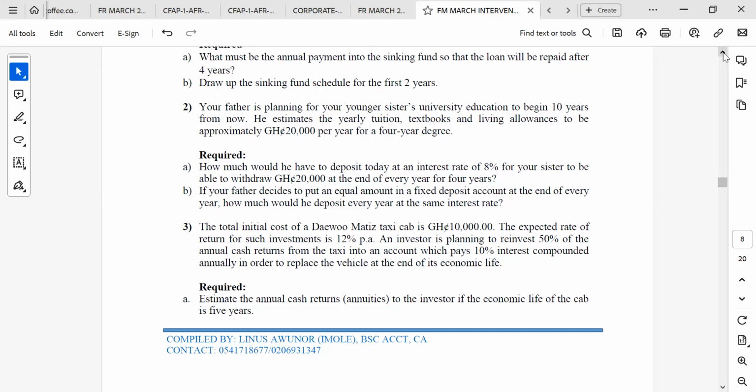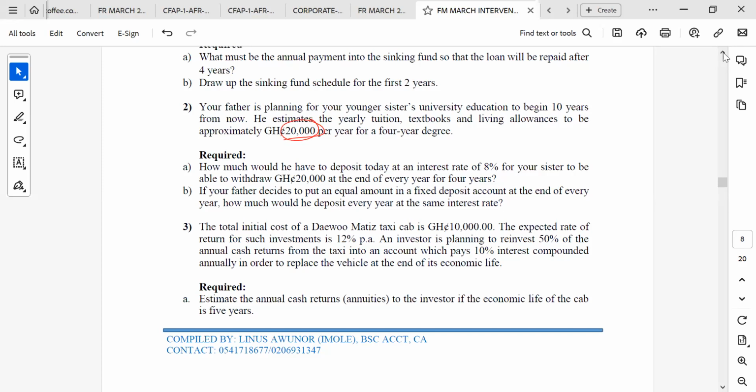Saving now. Okay. So now your sister will start schooling 10 years from now. And your sister is going to be spending 4 years in the university. So in all, it will be 14 years. Okay. What you have to do is that you know that from the 11th year, your sister will be withdrawing what? 20,000 every year, isn't it?